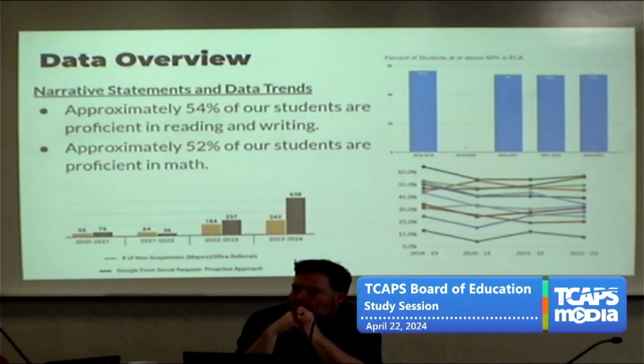These, again, are a little bit more specific statements. Approximately 54% of our students are proficient in reading and writing, and approximately 52% of our students are proficient in math. So that's the general narrative statements when we're looking at all of the data.